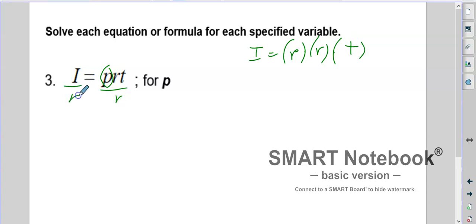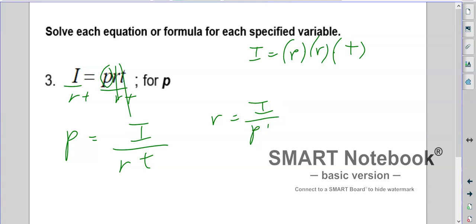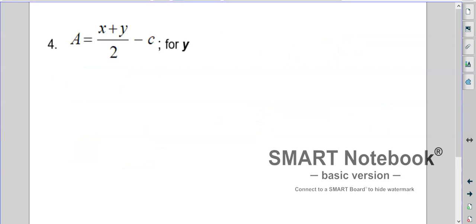Now, we could get rid of them one at a time, like we could divide by r, and then simplify, and then divide by t. But we can do it all in one fell swoop. Just like that. The r cancels, the t cancels, and p is equal to I divided by the product of r and t. R times t. And it would be the same if we were solving for r. You just switch the letters. Real quickly, r would be equal to I over pt. And t would be equal to I over rp. That's simple.